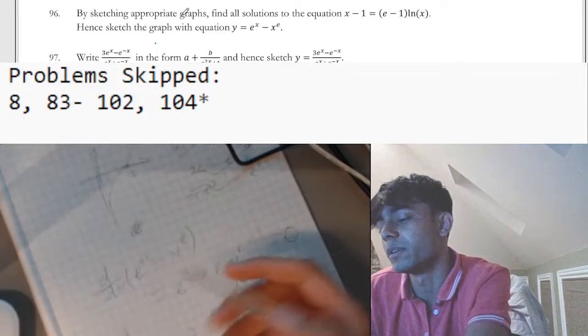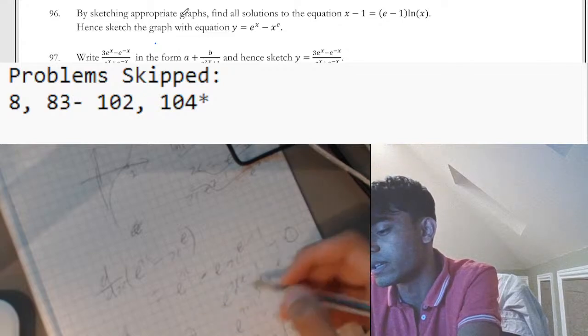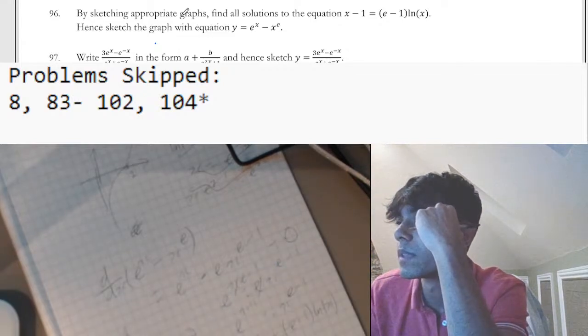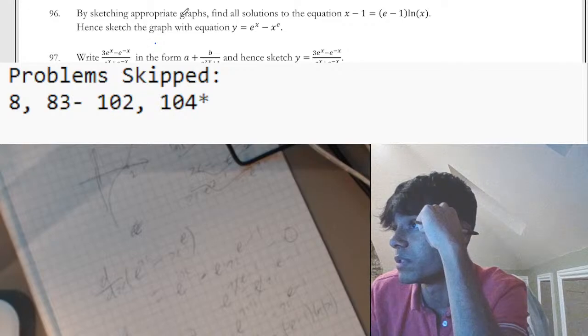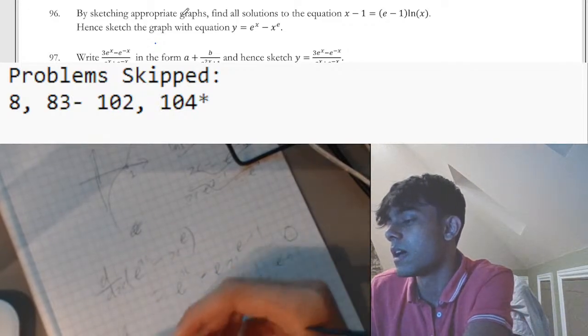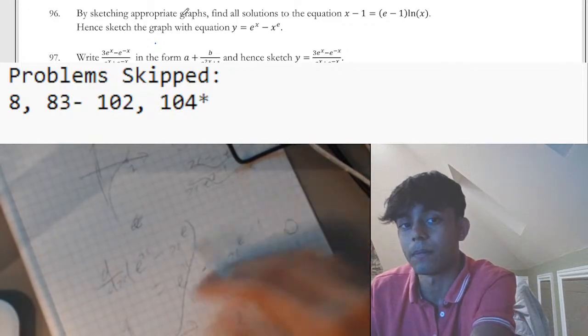So yes, we got the turning point. x equals e and the function zero. So at x equals zero, the function is one. And so it goes like this, and then it's gonna grow like that.